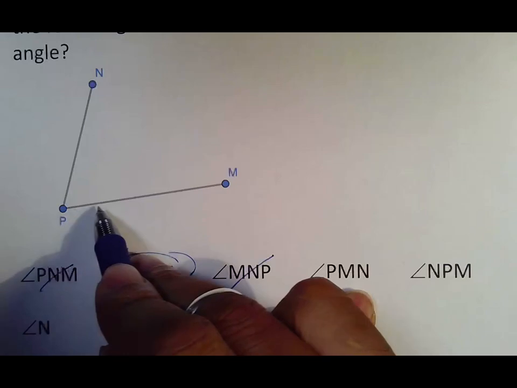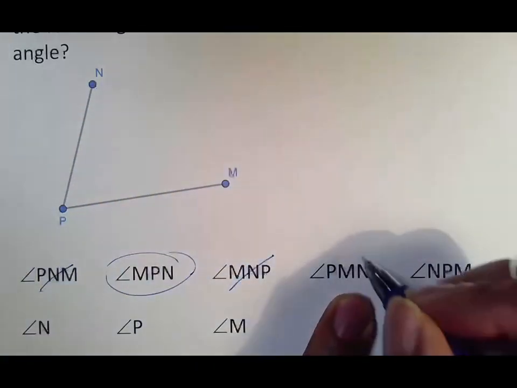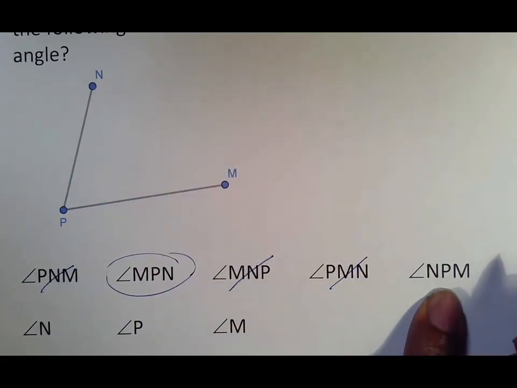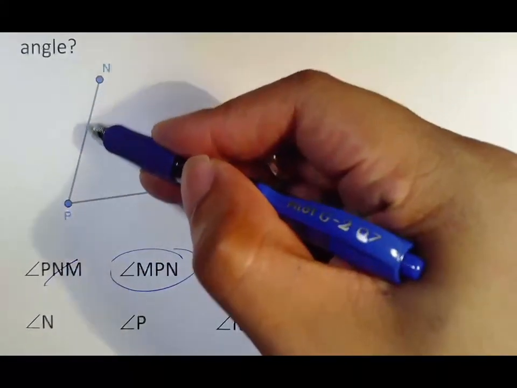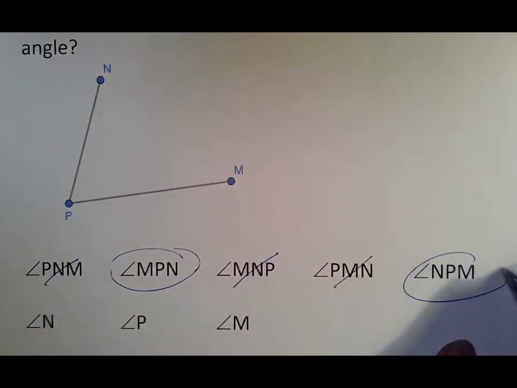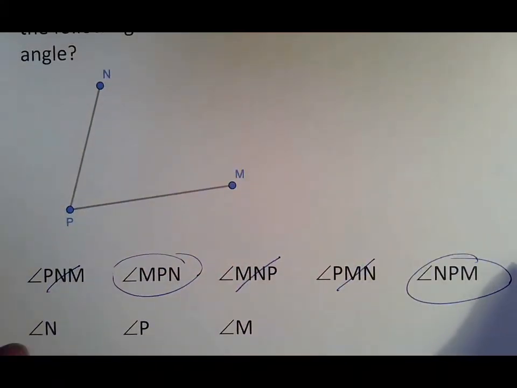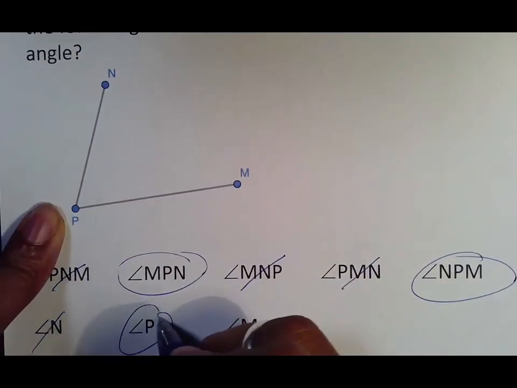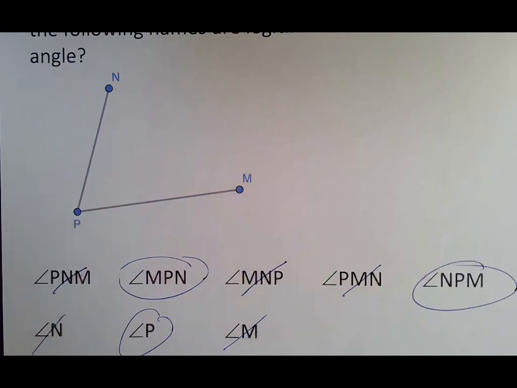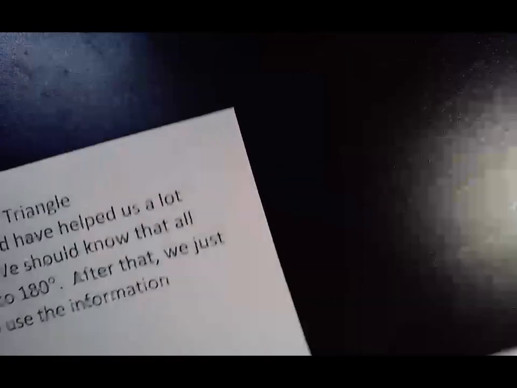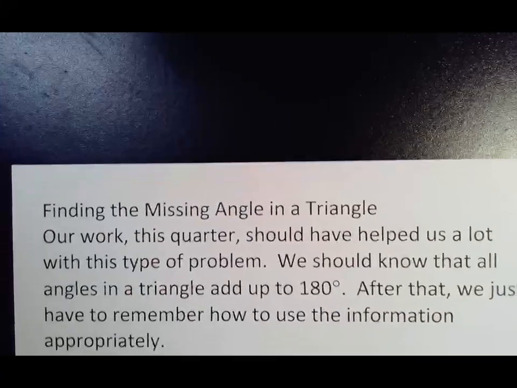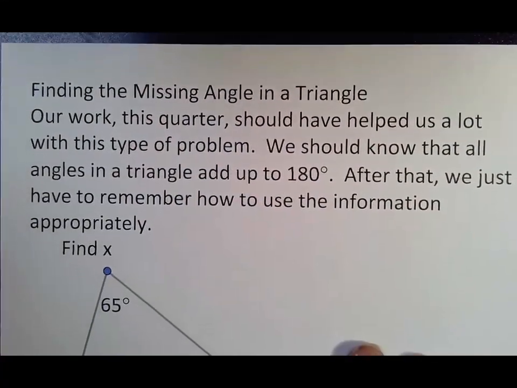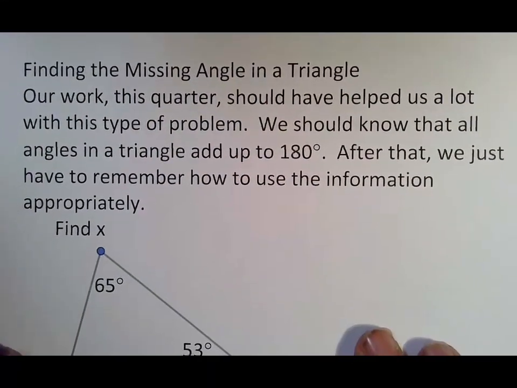PMN. Once you go P to M to N, notice you just jumped off. Nope. What about NPM? Let's see. N to P to M. Does work. Does angle N work? Nope, because that's not the vertex. Does angle P work? Yep, because that's the vertex. Does angle M work? Nope, because that's not the vertex. We've covered this. Just make sure you remember it. Make sure to take your time. Again, it's really not that bad of a process tomorrow.